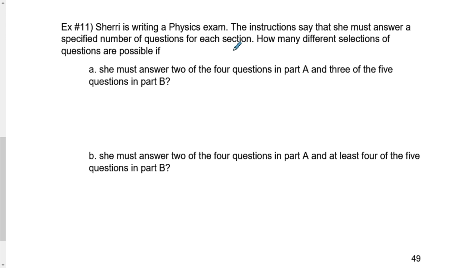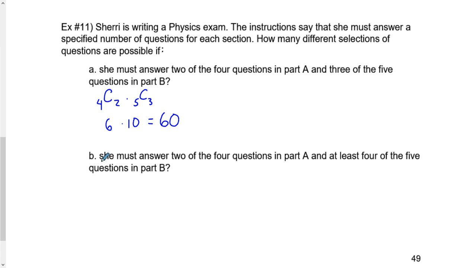Instructions say that she must answer a specified number of questions for each section. How many different selections are possible if she has to answer 2 of the 4 questions from part A and 3 of the 5 questions from part B? So if there's a total of 4 questions in part A, she has to choose 2, 4C2, which comes out as 6. Now if we have to answer 3 of the 5, 5C3 is 10, which comes out as 60.